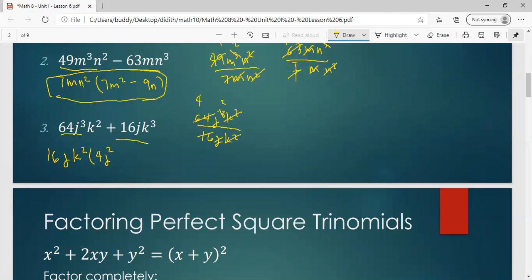And then the second term, 16jk cubed, will be divided by the GCF 16jk squared. So 16 by 16 is 1. j divided by j is 1. Now 3 minus 2 for k, so this becomes 1. So the remaining expression is k. So this is plus k. And these are the factors.